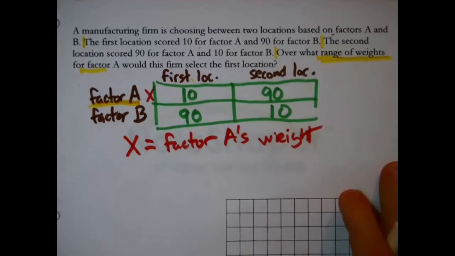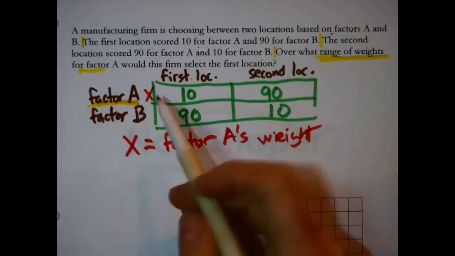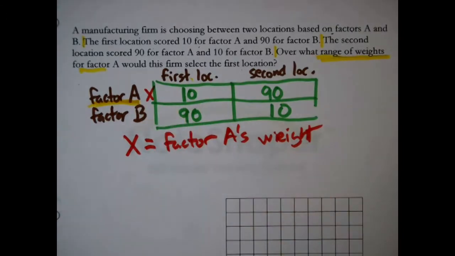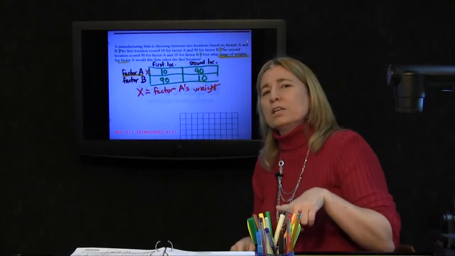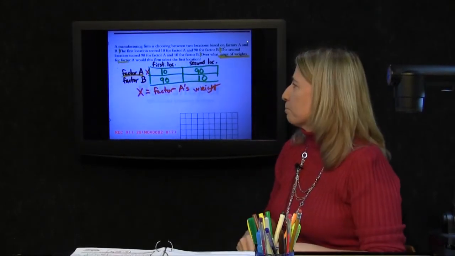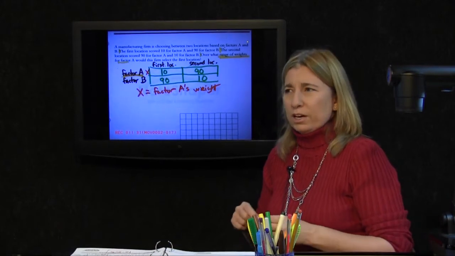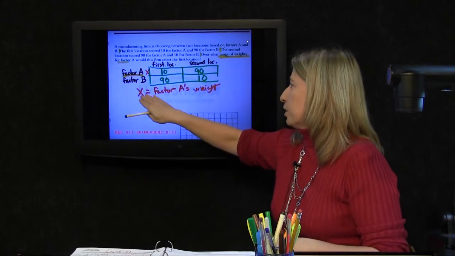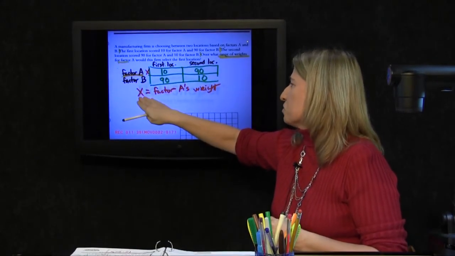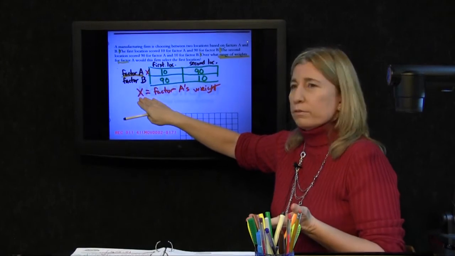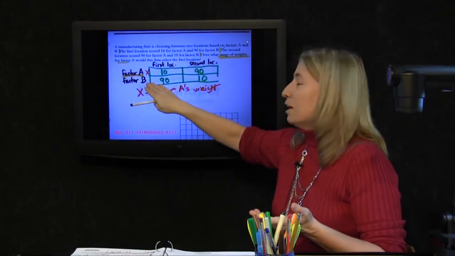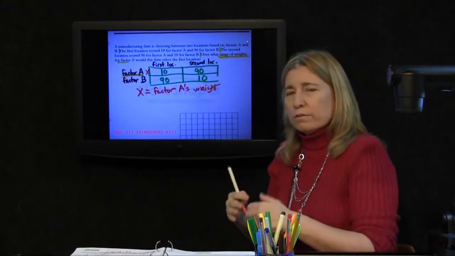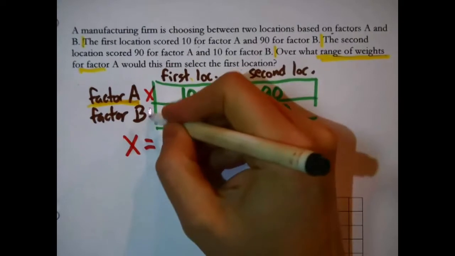Oh, wait a minute. That means that, and this is a very handy feature of this problem, because there's only two factors, I automatically know then what the weight would be for factor B, because all factors have to add up to 1. If X, you pick a number, 1/4. If X is the weight for factor A, that means that 1 minus X, or like 3/4, if X was 1/4, has to be the weight for factor B. They have to add up to 1.